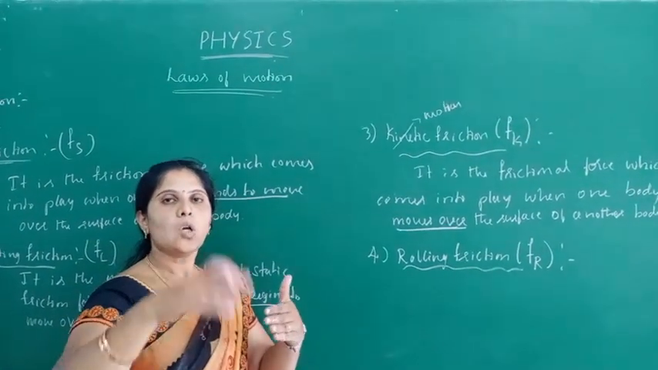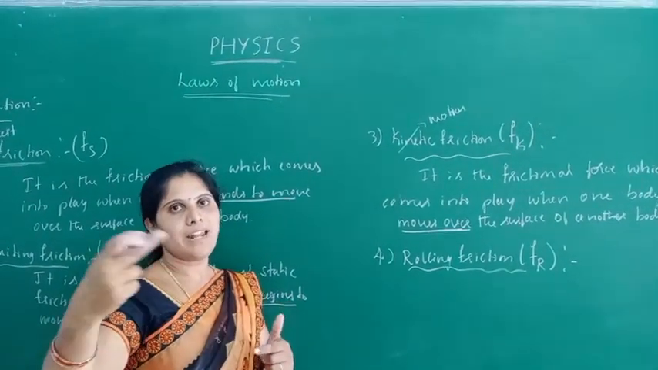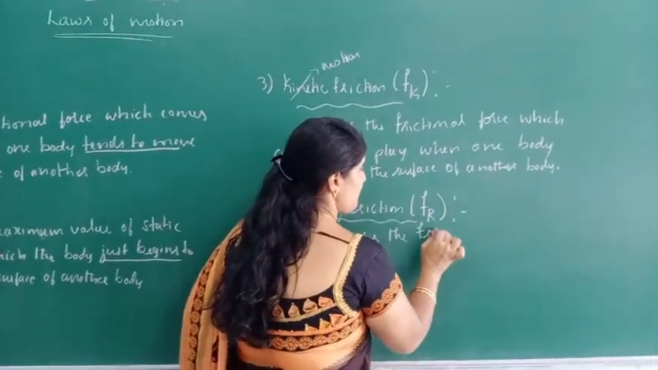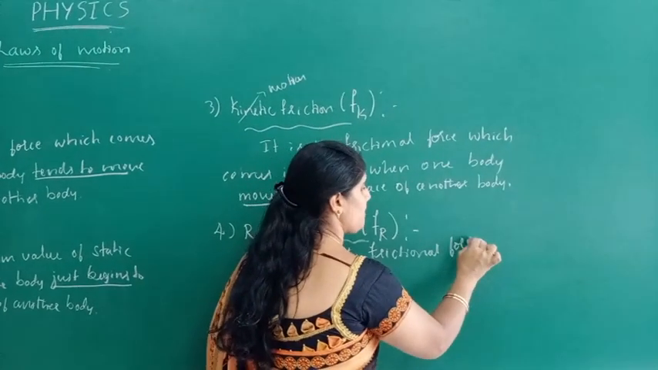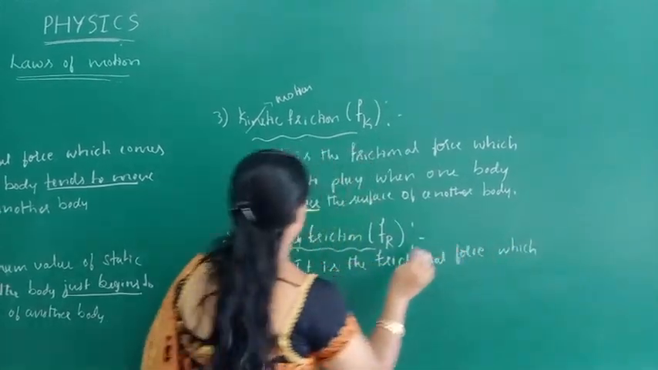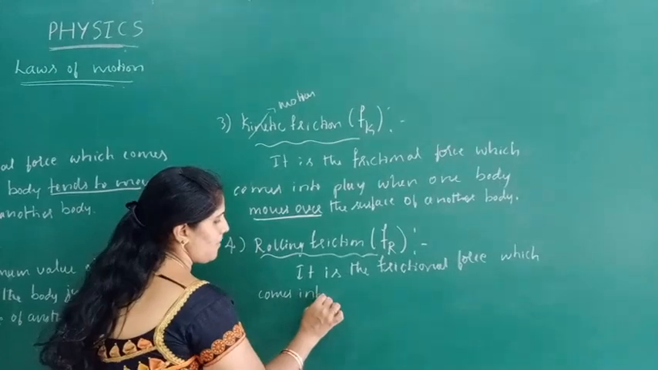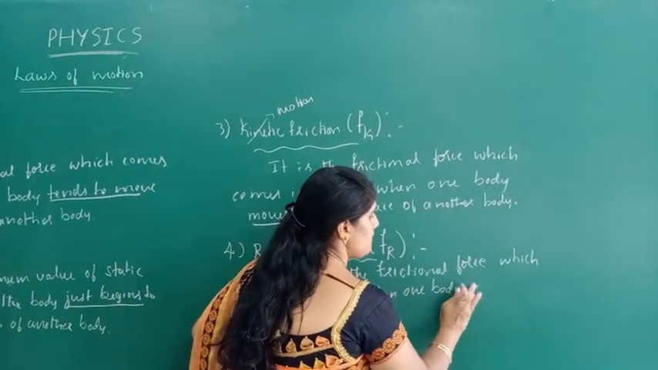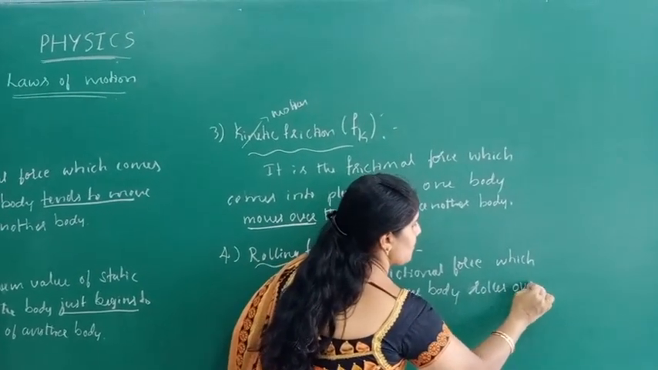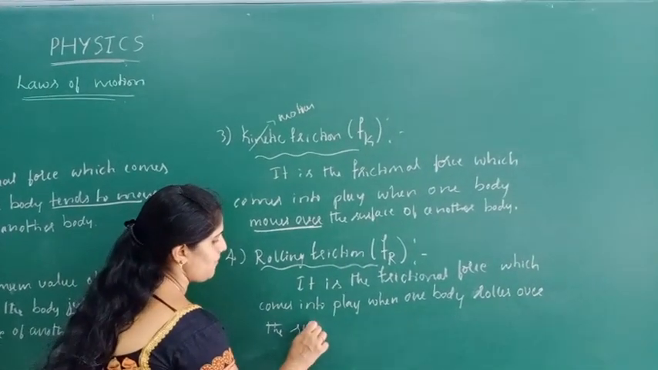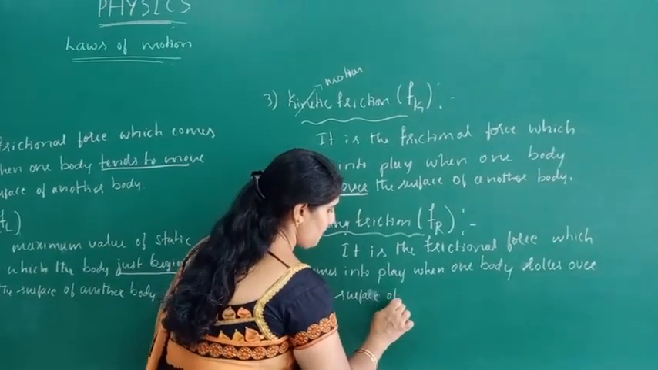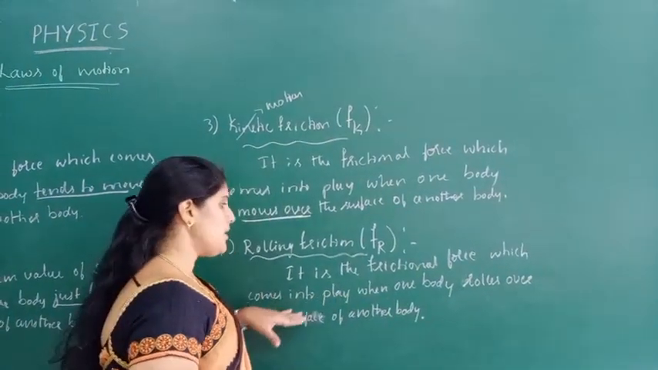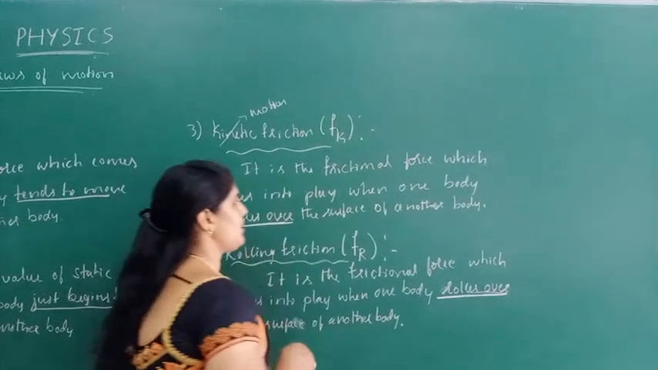Rolling means one body rolls instead of moving. It is the frictional force which comes into play when one body rolls over the surface of another body. What is rolling friction? It is the frictional force which comes into play when one body rolls over the surface of another body.